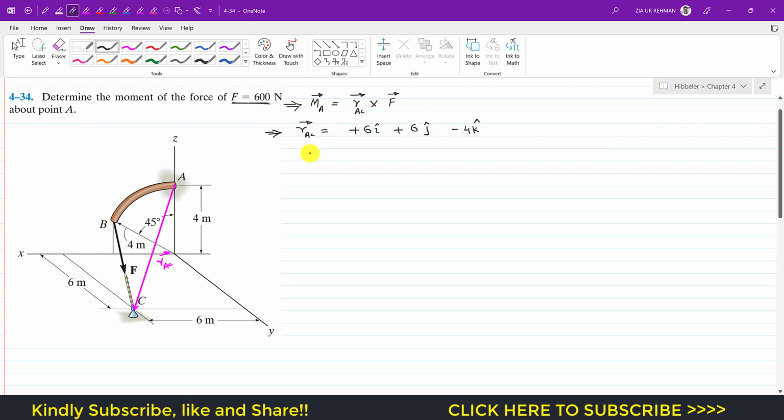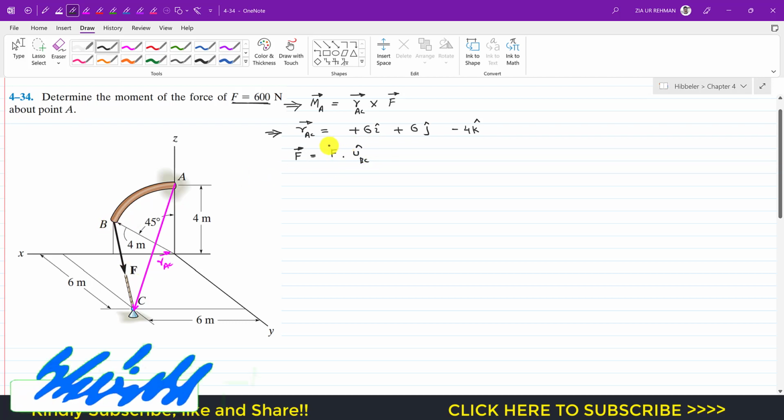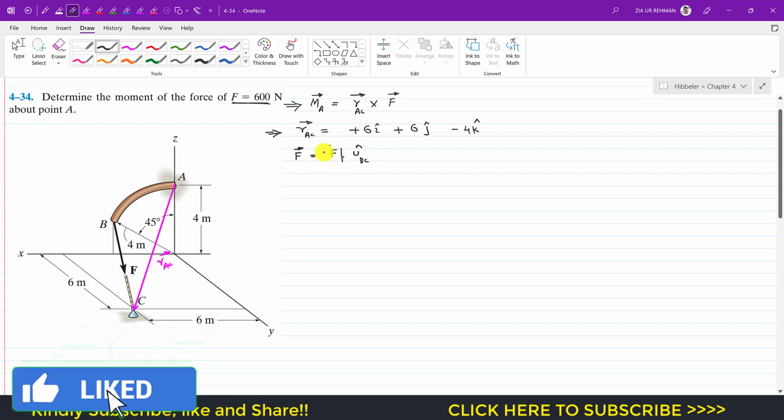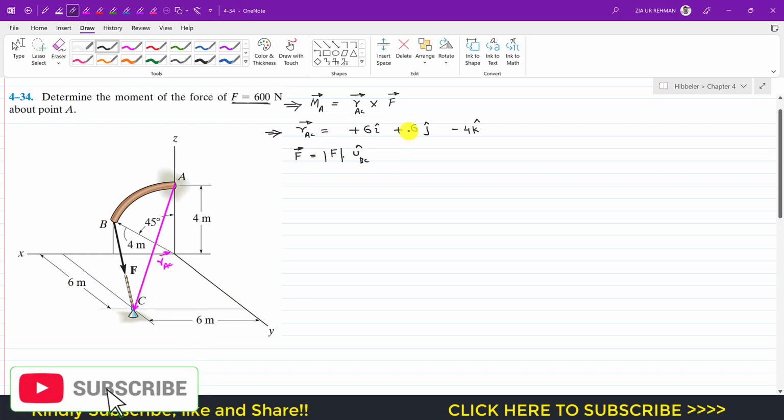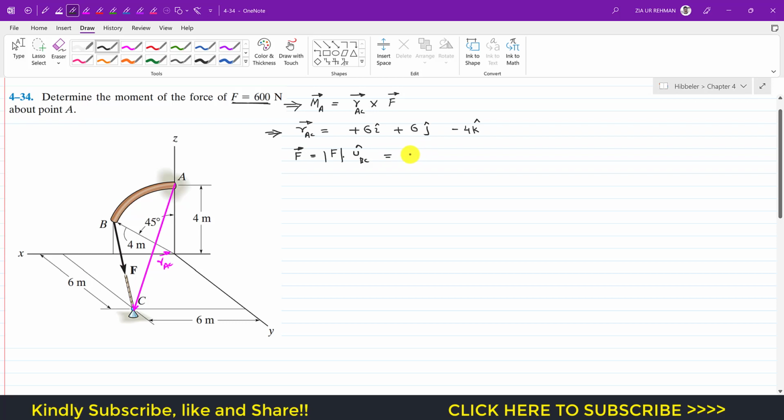Then we have to find that force F as a Cartesian vector. So force F Cartesian vector will be equal to its magnitude times the unit vector from B to C, since the force is acting from B to C. So this is the unit vector from B to C, and this is the magnitude. Now we can write that the magnitude is 600. I will write 600, and the unit vector from B to C is the position vector from B to C divided by the magnitude of this position vector.